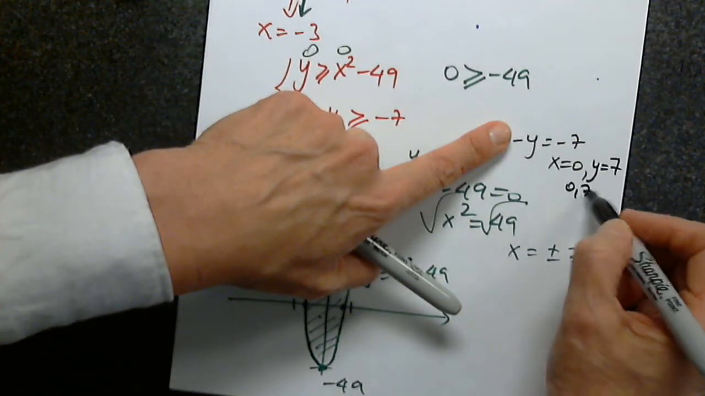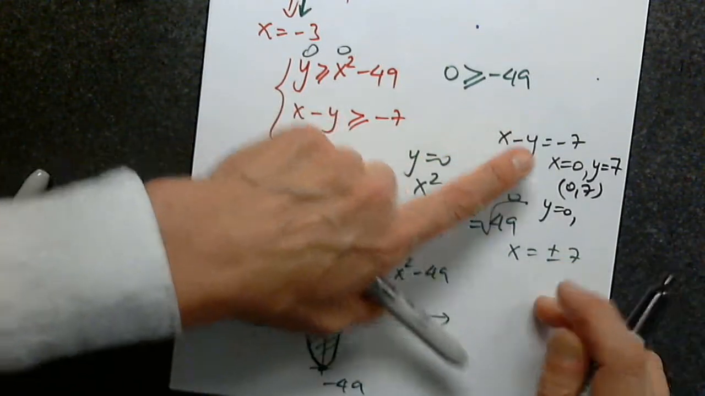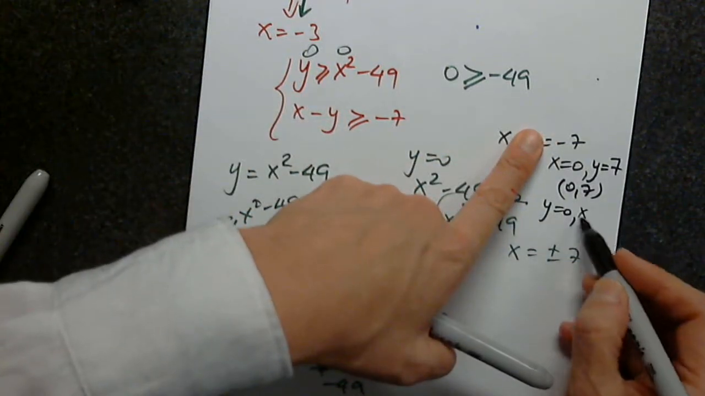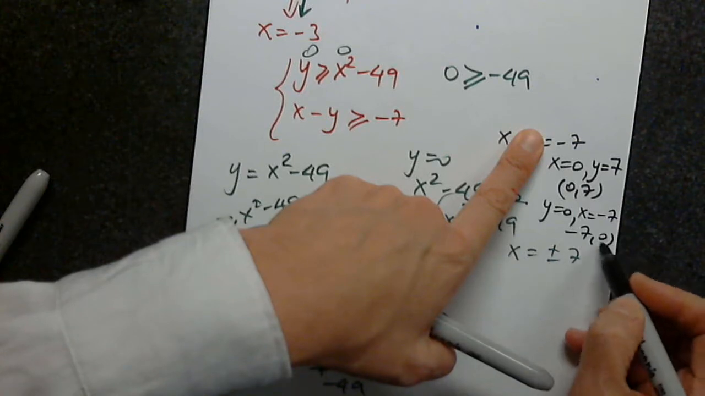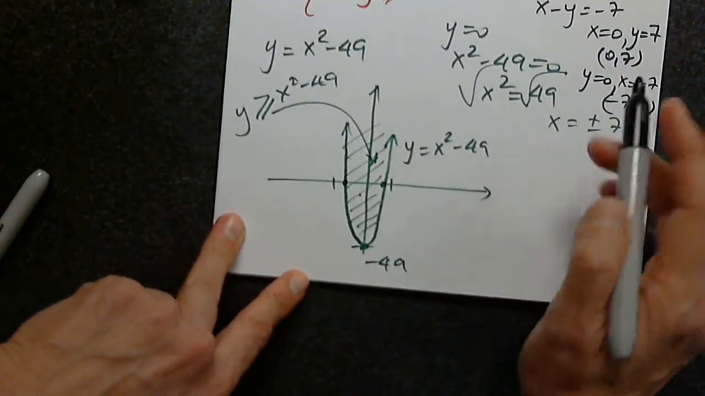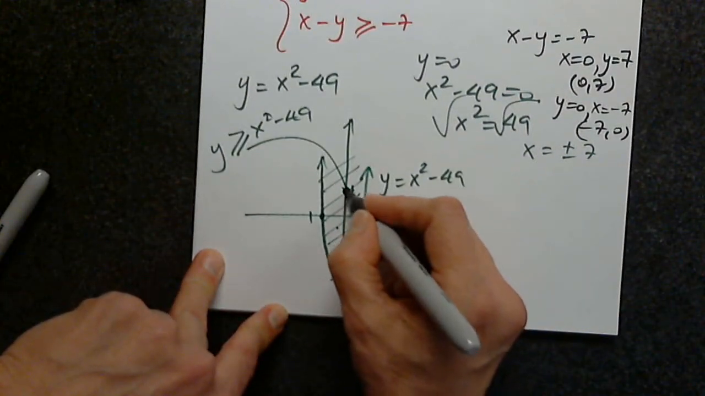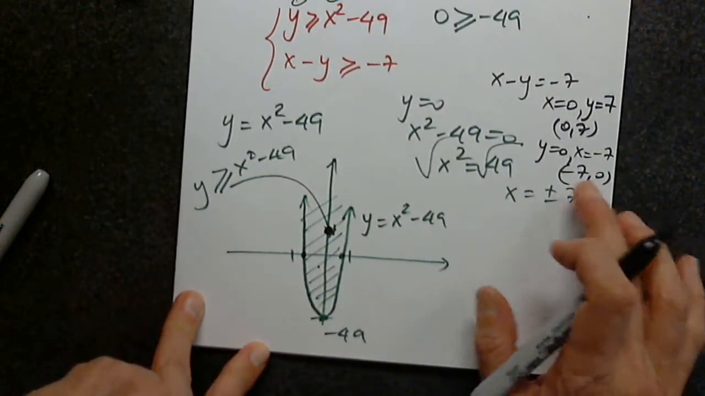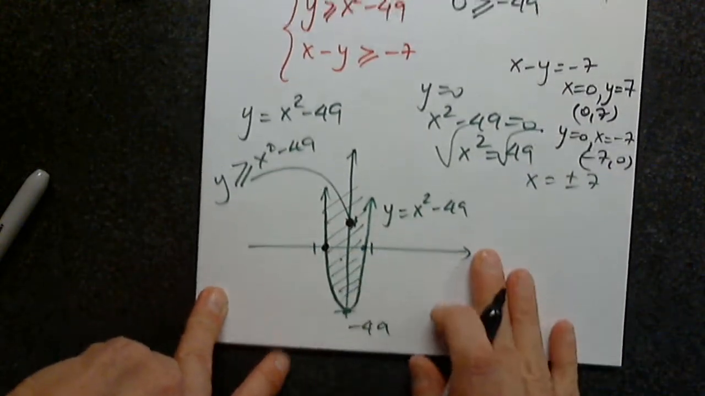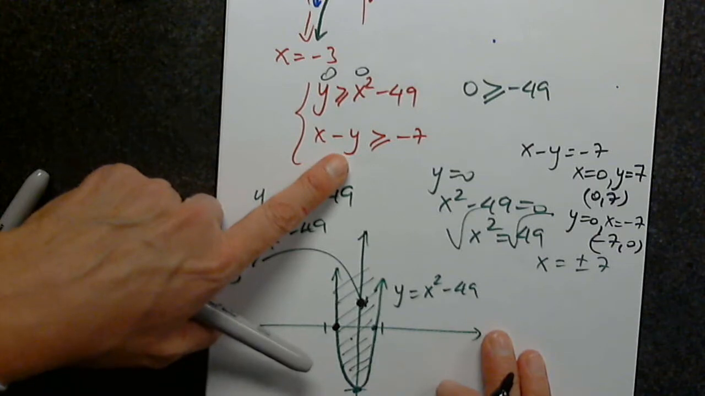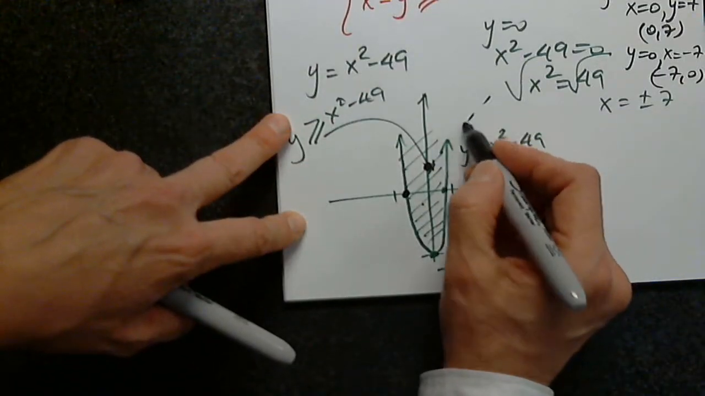Very good. So (0, 7). When y is 0, how much is x? So (-7, 0). So (0, 7), I'm going to say this. (-7, 0), I'm going to say this. Solid line or not? Good. Very good.